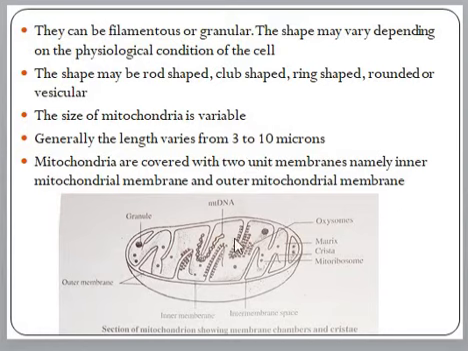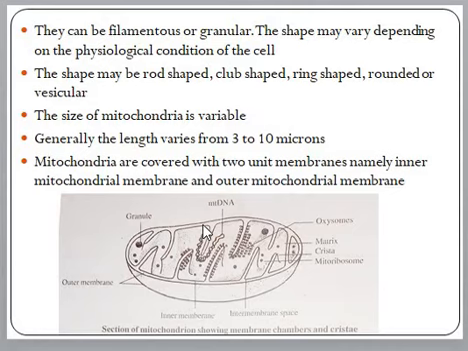So mitochondria are filamentous or granular structures. Though we say they are rod shaped, many times they are not only rod shaped, but they can be ring shaped, rounded or vesicular. They can be club shaped. So mitochondria occur in different shapes in different organisms. Similarly, the size of the mitochondria is also variable. Generally, the mitochondria have a length of 3 to 10 microns.